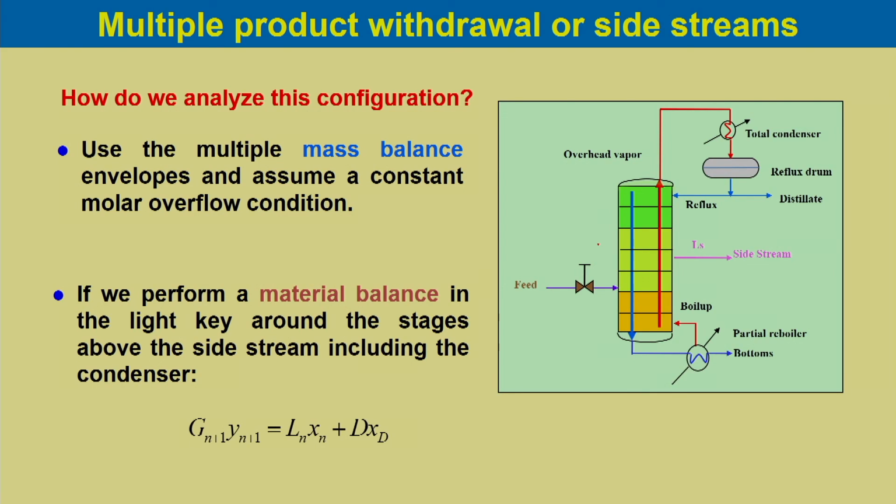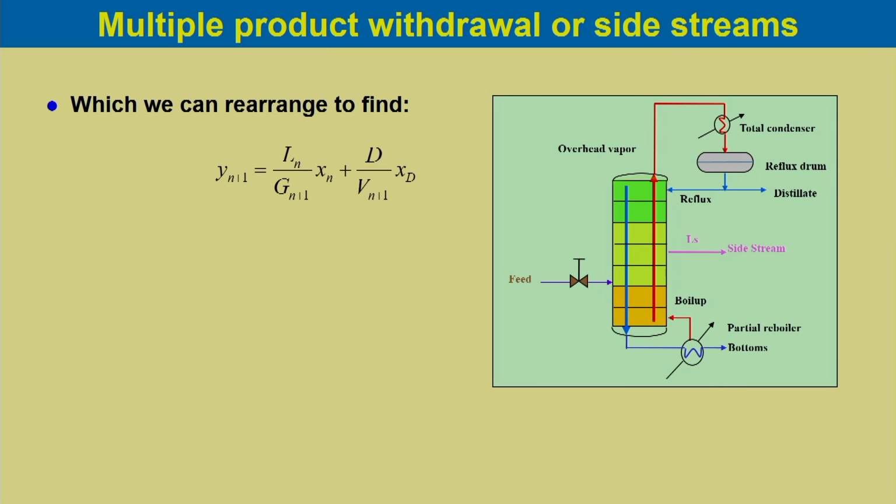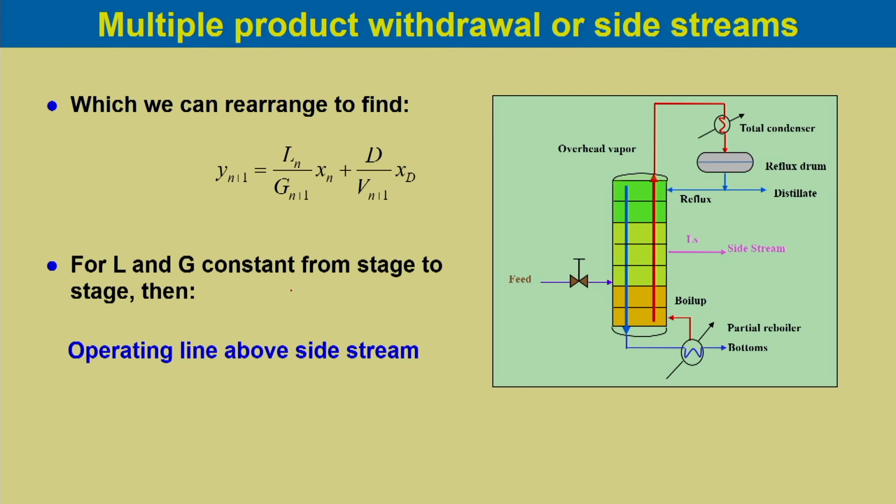So, this is the side stream, and above that, if we take the section, we can write G n plus 1 into y n plus 1 would be equal to L n x n plus D x D. And from here we can write y n plus 1 would be equal to L n by G n plus 1 into x n plus D by V n plus 1 into x D. For L and G constant from stage to stage, this is the operating line above the side stream.